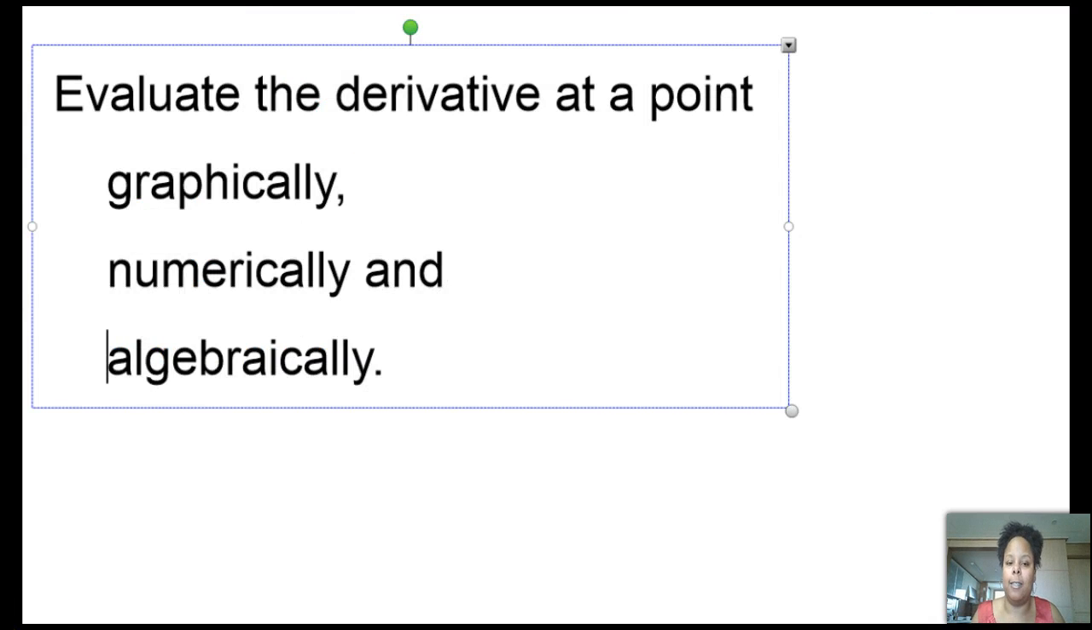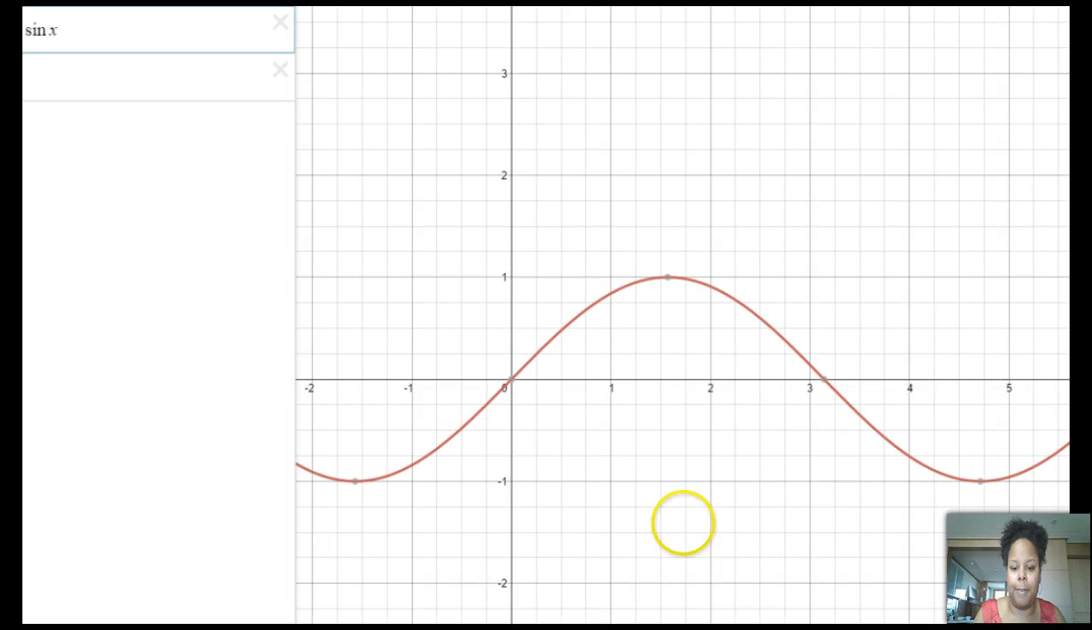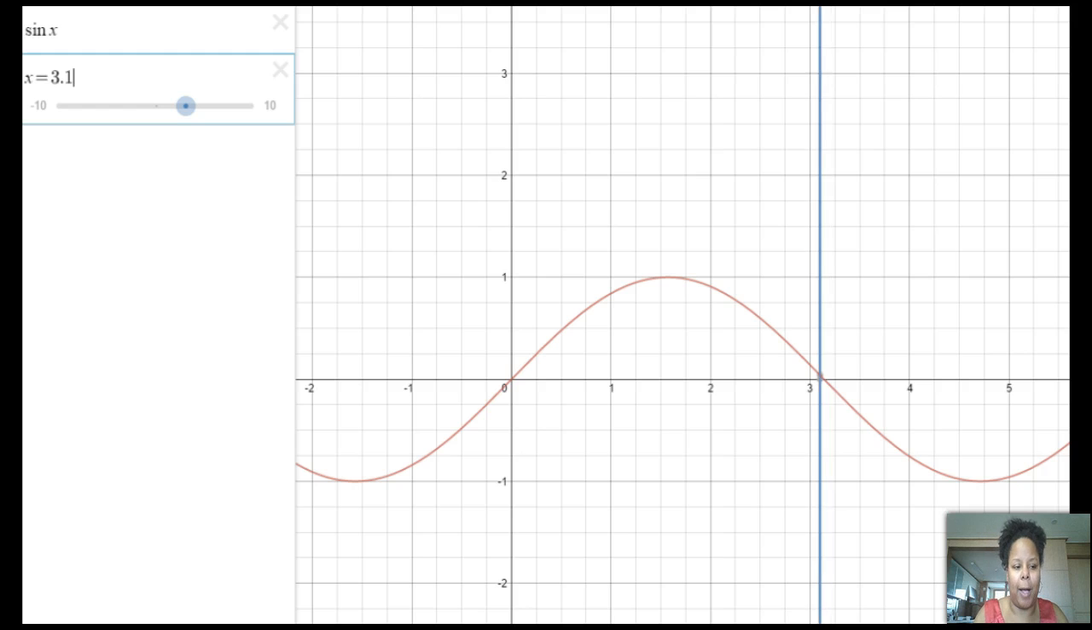So the last thing we're going to take a look at is how to evaluate the derivative at a point, either graphically, numerically, or algebraically. In other words, how can we find the derivative of a function at a point x equals a? So let's take a look at the sine function, and more importantly, at x equal to 3.1415, or pi.